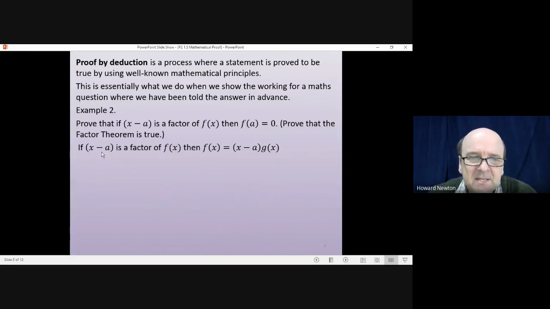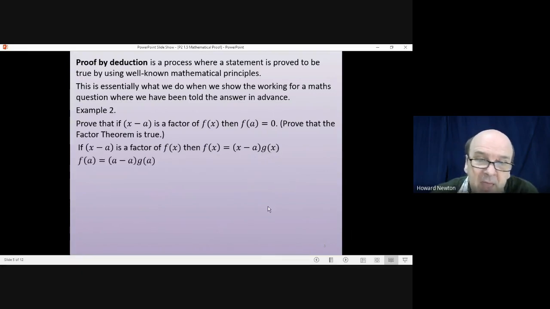Well, if x minus a is a factor of f of x, what does that mean? Well, if 3 was a factor of 15, it means that we could write down 15 as 3 times 5. We do something similar here. If x minus a is a factor of the function f of x, then we can write down the function as x minus a times something. And g of x there is just saying some function of x. We don't know what it is, we don't need to know what it is. But if x minus a is a factor of f of x, then we can write down the function as the factor times some other factor.